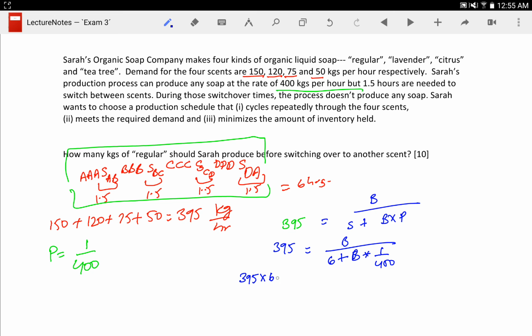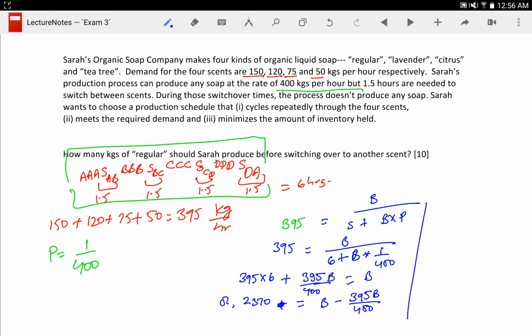Or 395 times 6 plus 395 divided by 400 b. If you multiply b by 400 with 395, this is what you get, equals b. Or 395 times 6 is 2370 plus, now you can take this b and b on the same side. Okay, b minus 395b divided by 400, or if you just bring this b, this is really 1b.